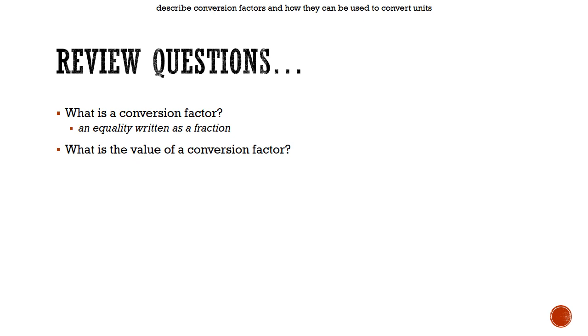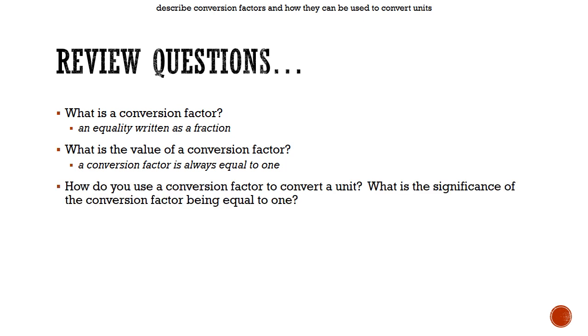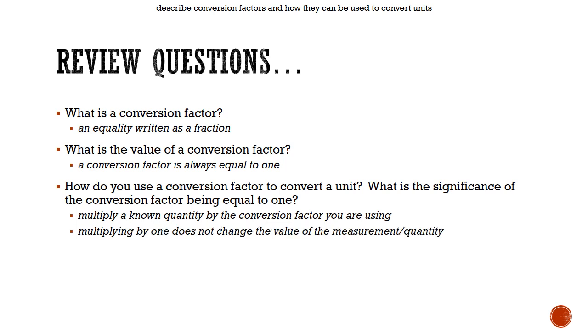Question 2. What is the value of a conversion factor? A conversion factor is a quantity always equal to 1. Question number 3. How do you use a conversion factor to convert a unit? And also, what is the significance of the conversion factor being equal to 1? So to use a conversion factor, we simply multiply a known quantity by the conversion factor that we are using. And then the significance of the conversion factor being equal to 1 is that it does not change the value of that measurement or quantity.